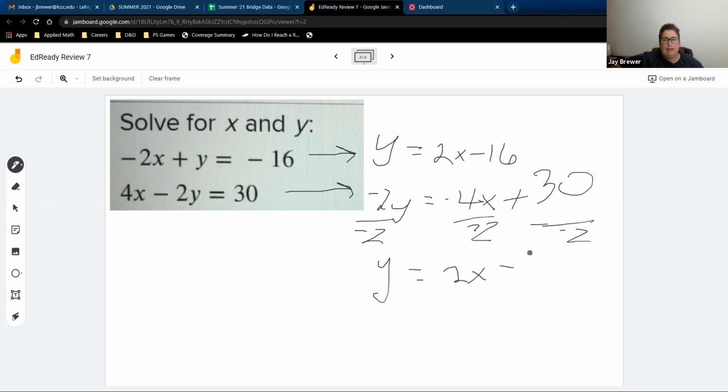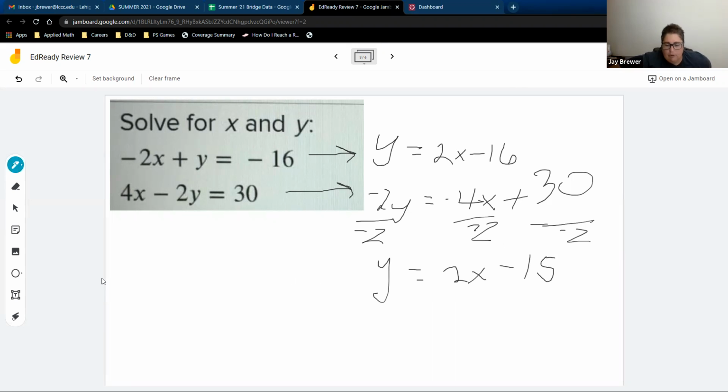So our other equation would be y equals 2x minus 15. So if you graph this, what I want you to pay attention to is look at your slopes. You have 2x and 2x, but then your y-intercepts are off from each other. That means these lines are going to be parallel. And so if you graph this, you would see that they would never ever cross.